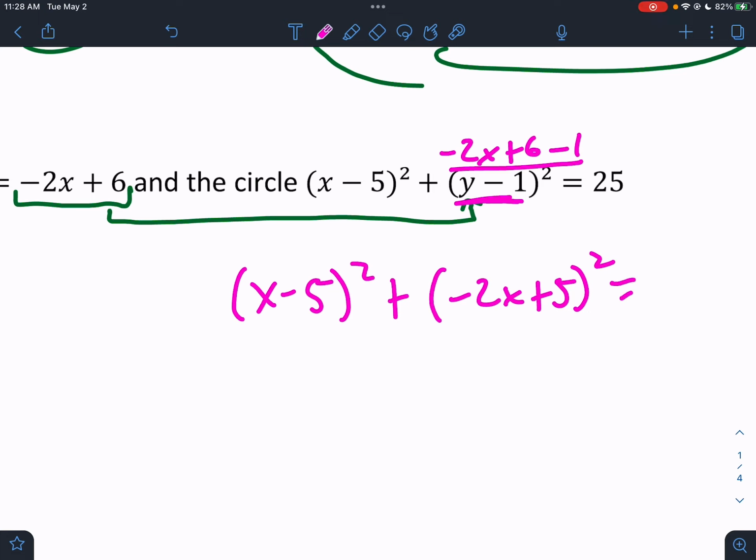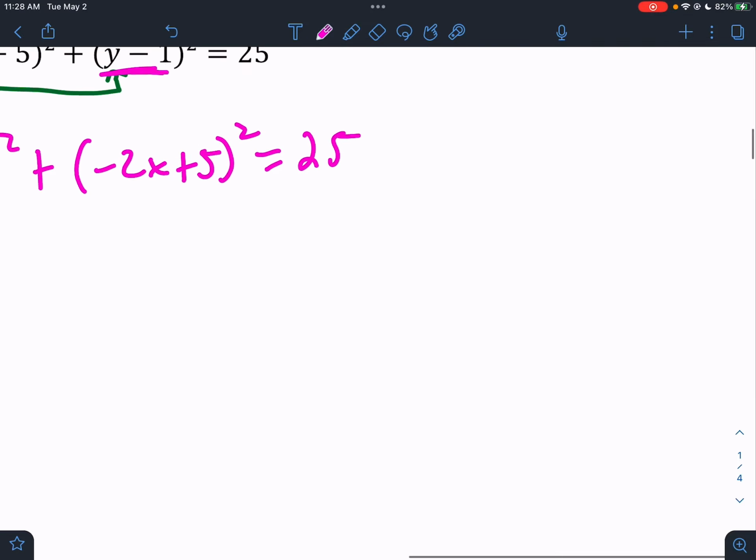Squared, and don't forget it equals 25. Notice that we have to square two things. That's why I talked about it earlier. What does it look like when you square something? It's going to be the first thing squared, two of the middles, and the last thing squared.